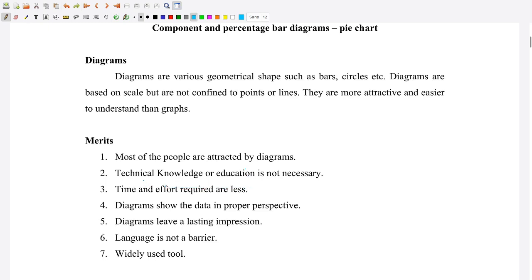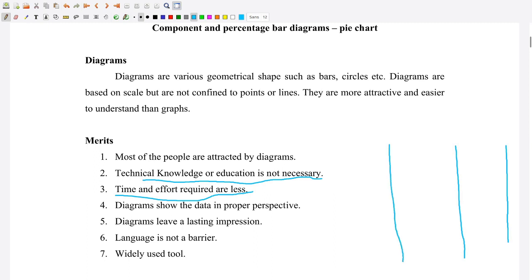Then technical knowledge is not so necessary when you see the diagram. The time and effort to visualize certain data from figures and graphs is quite easy. You can see the graph and tell, okay, this many people do have this characteristic, and so on. But from seeing a table, you cannot immediately say what characteristic these people follow. So you cannot directly say that.